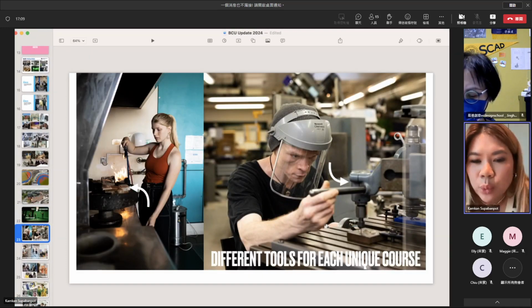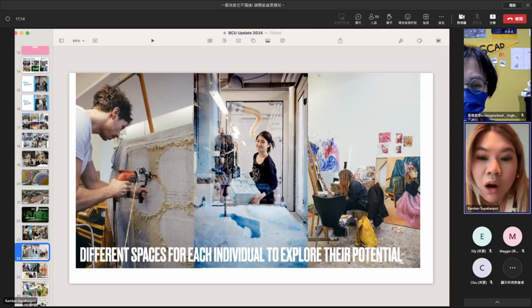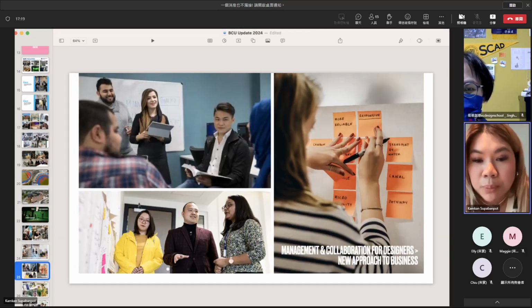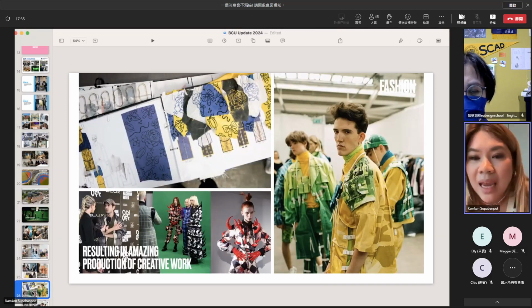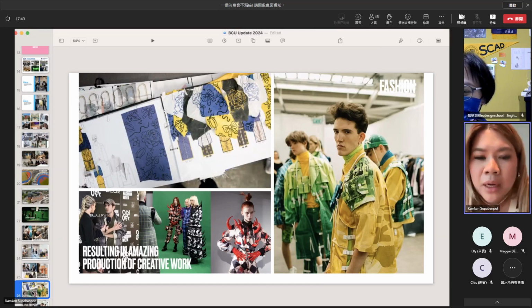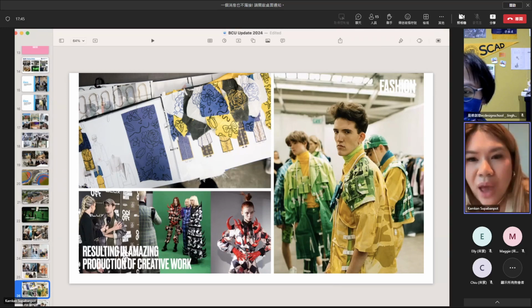And all the tools that we have as well, for example, these are the tools in the School of Jewellery. These art and design facilities in general, we have different spaces for each individual to explore their creative needs. Some of our courses have integrated management modules in them as well, so you guys can learn about managing some of your projects. We also have amazing creative work. So at the end of the year, for example, in fashion design, we have the end of year fashion show. The students have worked with Burberry, Paul Smith, Adidas, right?